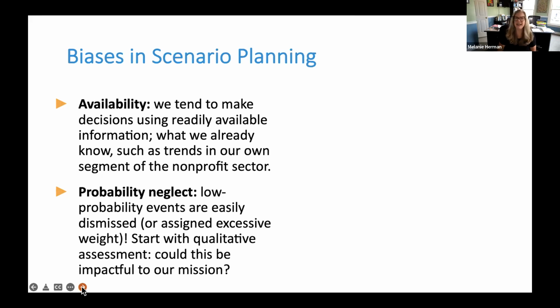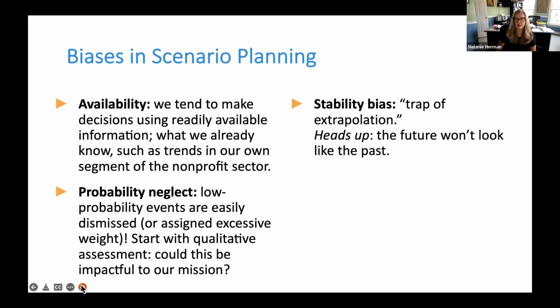Back in 2018, if anyone in your agency had mentioned the possibility of a global pandemic, most of us, including me, would have said, well, that's pretty unlikely. So this bias is just reminding us that we don't want to dismiss events simply because they seem to be low probability. We ought to focus on those events that could be impactful to our mission.